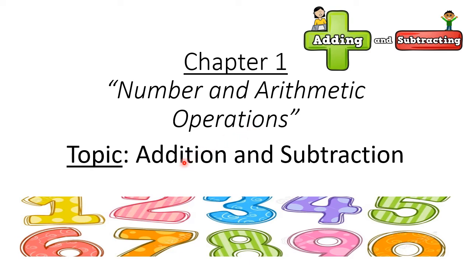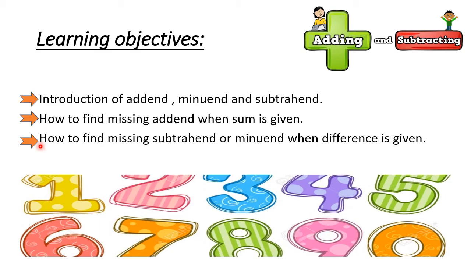And as you know, in this chapter the topic which we are learning is addition and subtraction. So in this video these are the learning objectives. Number 1, I will tell you about the addends, the minuend and the subtrahend. What are these words? And then I will tell you how to find the missing addend when the sum is given to you. And in the last, I will tell you how to find the missing subtrahend or minuend when the difference is given to you.